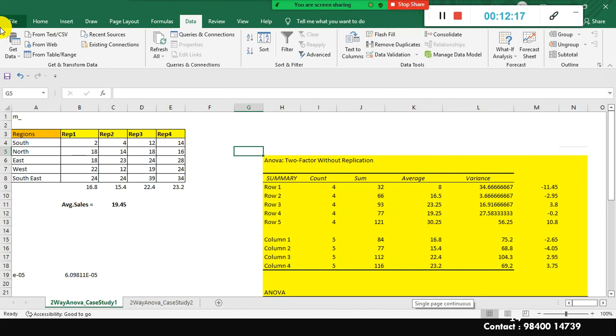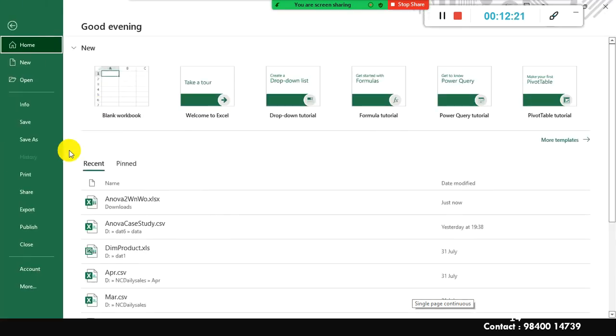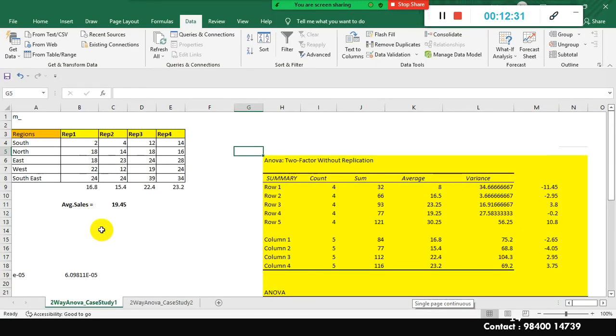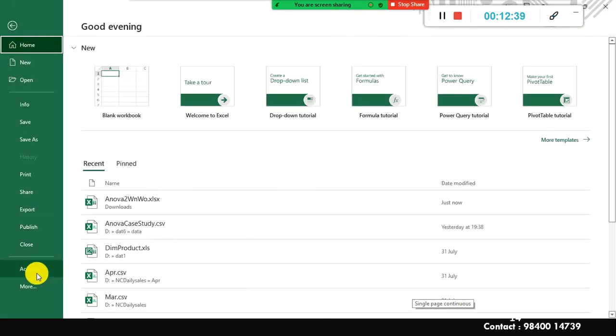You have something called options. Yeah, in the options, one second, let me just see if I have an option here. Since it's a trial version, I'm not able to see the option. But those of you who have installed Power BI and Microsoft Excel, if it is an original version, if you click on File, you will find something called Options here.